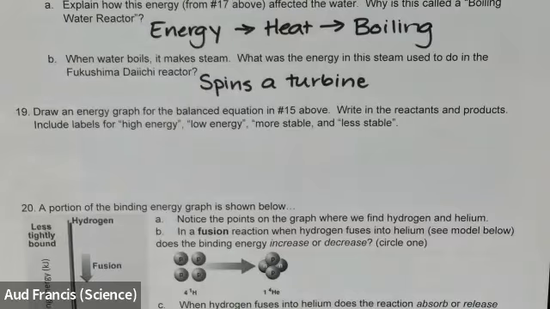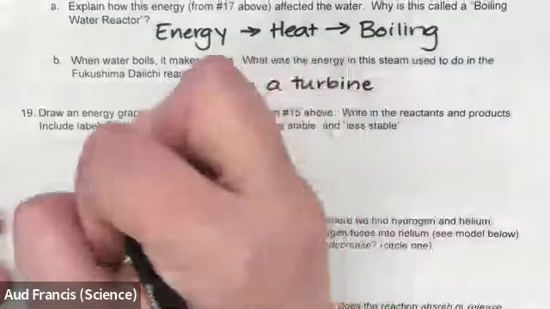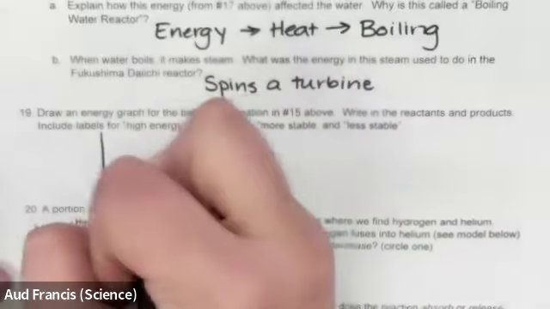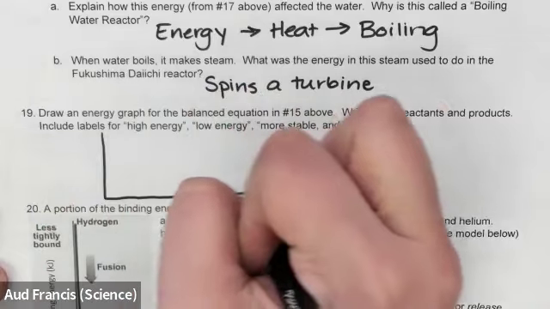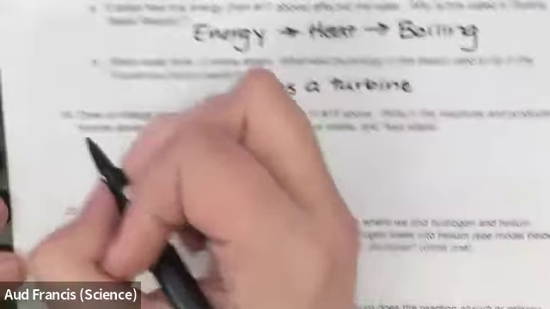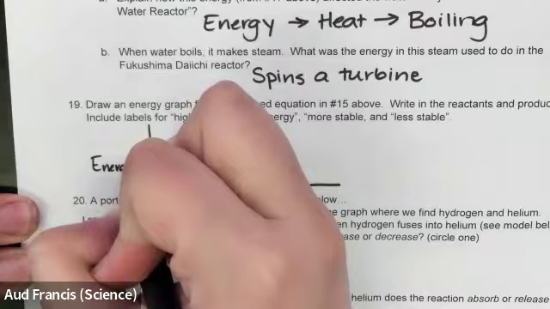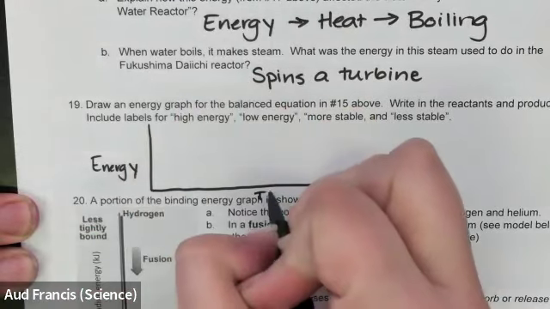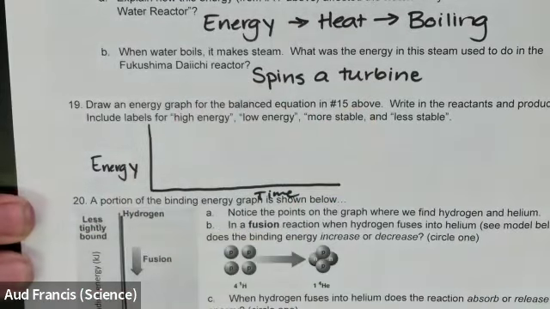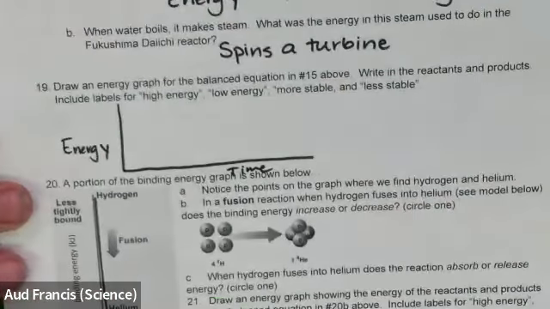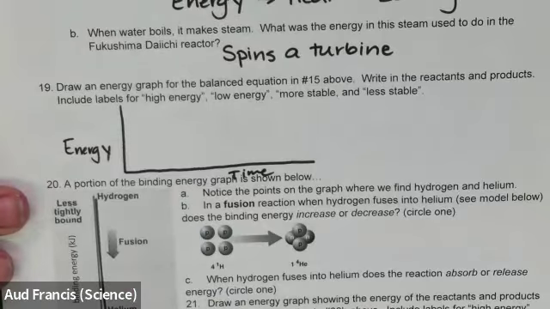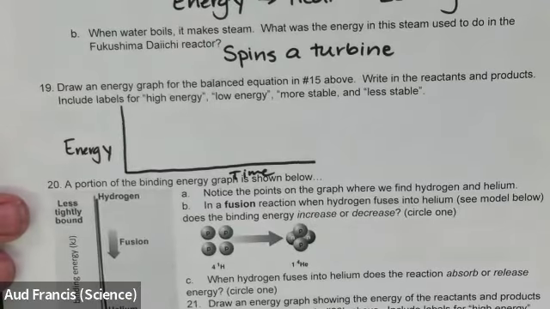This is one of our energy graphs. So this is not the binding energy diagram we were looking at. This is one of our energy graphs like we drew in lesson 4, one of the ones that starts with that tipped over L. On this one, we have our energy, and down here we have time. The balanced equation in 15 is the uranium equation. We've actually drawn this exact graph before.